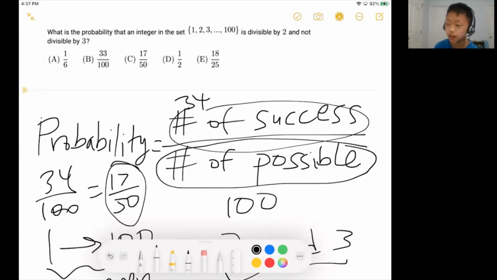A lot of the time, the challenge is going to be finding the number of successes. But just keep in mind that probability is kind of like a two-step counting problem. It's like two separate counting problems, and then you just divide them. So that's probably a good way to think about probability.